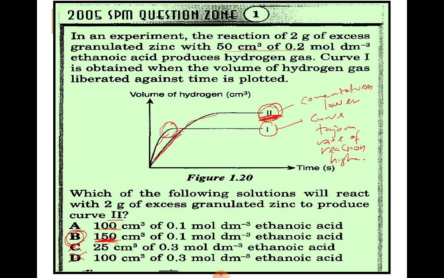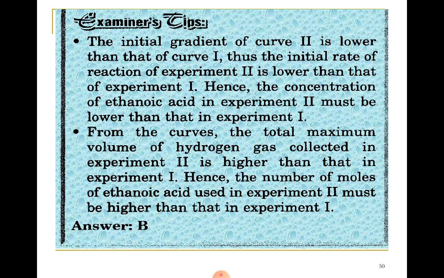Okay, alright. So, ni dia punya explanation tadi lah. The initial gradient of curve 2 is lower than curve 1, thus the initial rate of reaction of experiment 2 is lower than the experiment 1. Hence, the concentration of ethanoic acid in experiment 2 must be lower than experiment 1. Okay. From the curve, kita tahu total volume eksperimen 2 lebih tinggi kan, higher. So, kita kata number of moles dia mesti lebih tinggi daripada eksperimen 1. Okay, so itu kita expected lah, kita kena kira.